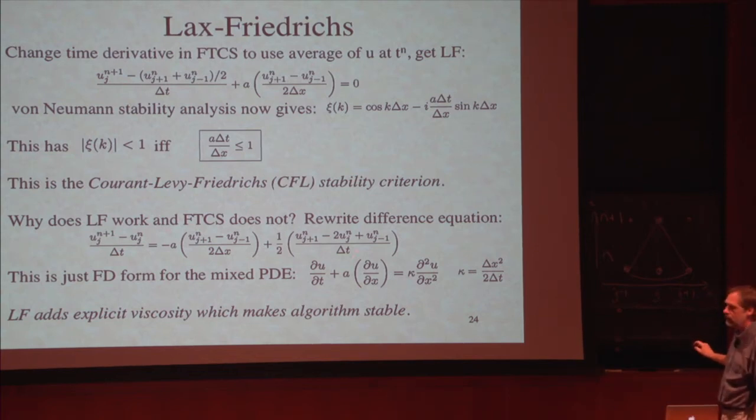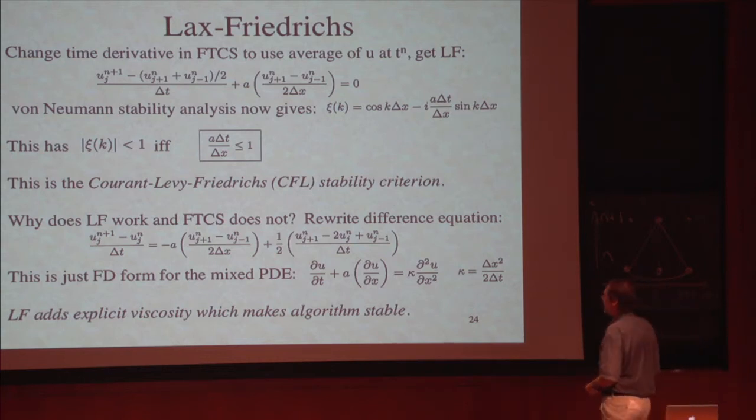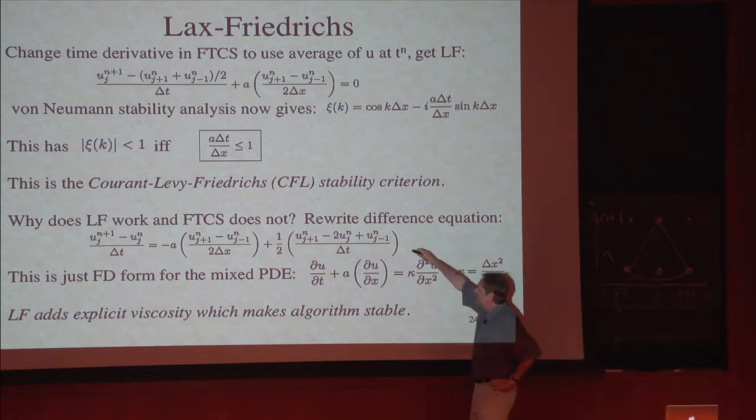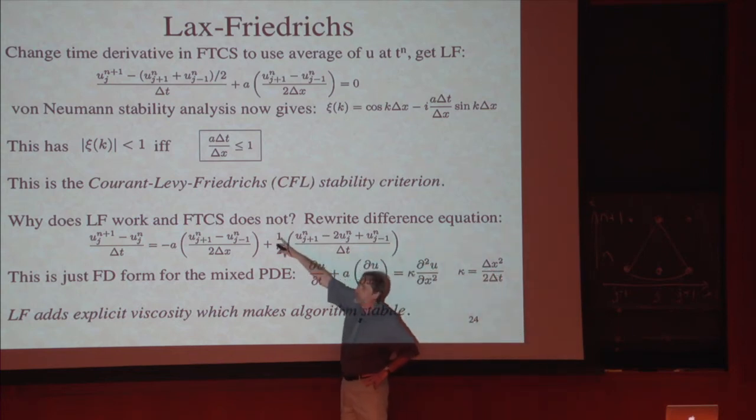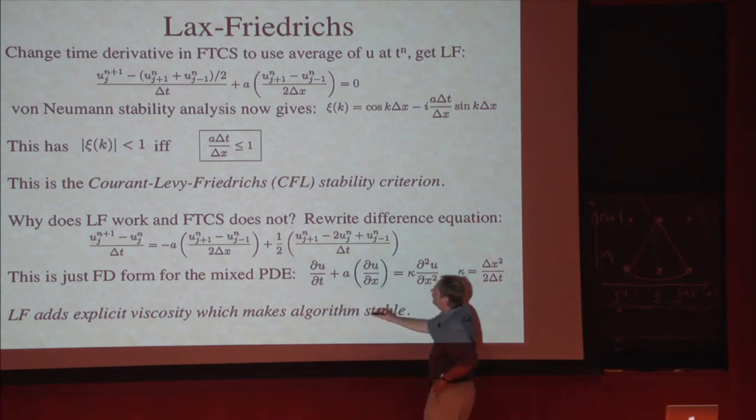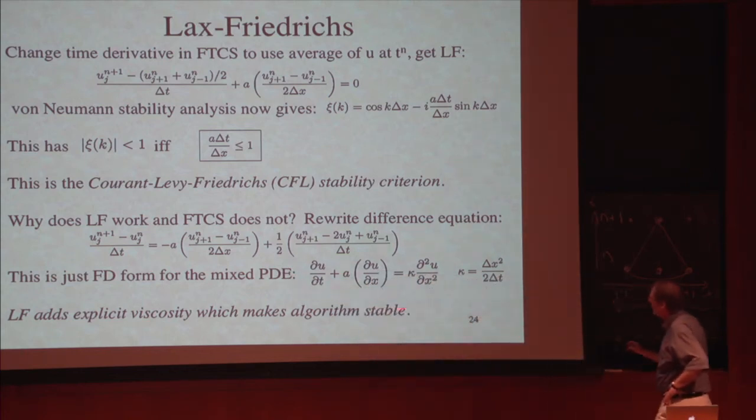And what does that look like? Well, if you've done any differencing before, you recognize that this is the centered second order approximation for the second derivative, d2u/dx squared. This is the diffusion term, where I'd have to pull out a delta x squared on top, and so the diffusion coefficient here is this kappa, delta x squared over 2 delta t.